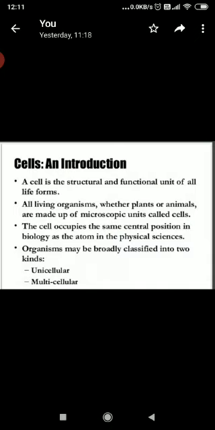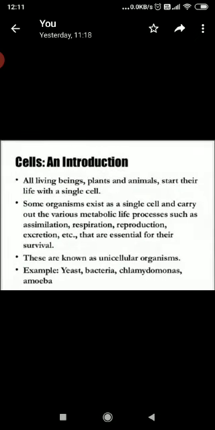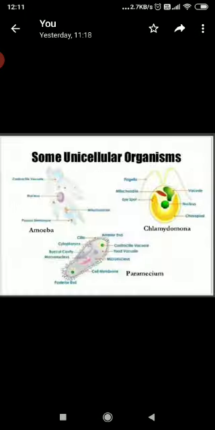On the basis of the number of cells they are made up of, organisms are divided into unicellular and multicellular. Organisms made up of a single cell are known as unicellular organisms. The examples are yeast, bacteria and euglena. See the picture of some unicellular organisms. Organisms made up of many cells are called multicellular organisms. For example, trees, grasses, human beings, etc. are multicellular.